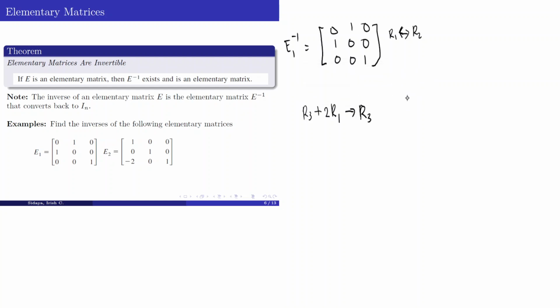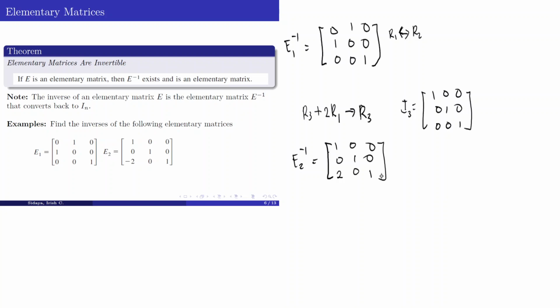So we apply this to the identity matrix of order 3. That is, we have 1, 0, 0, 0, 1, 0. Applying this to the I3, we get the inverse of E sub 2, which is equal to, we multiply row 1 by 2 and then add to row 3 to get new row 3. So that is, we have 2, 0, and then 1. Okay, so we have now the inverse of E sub 2.